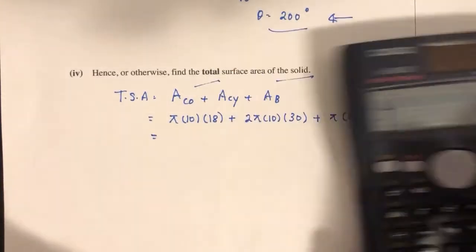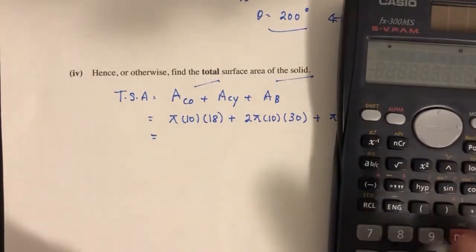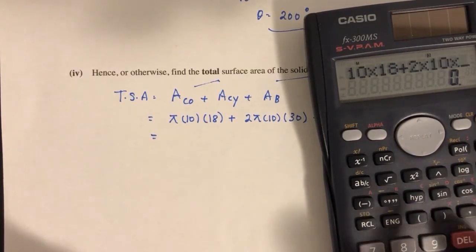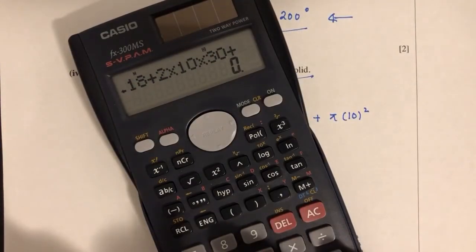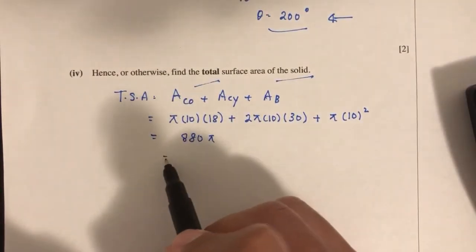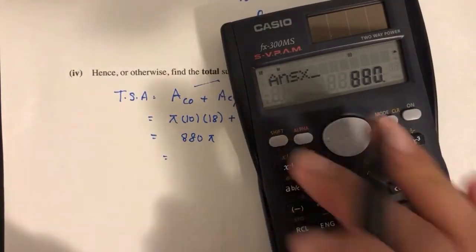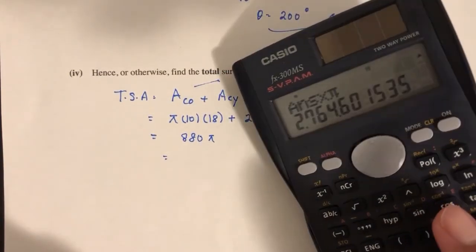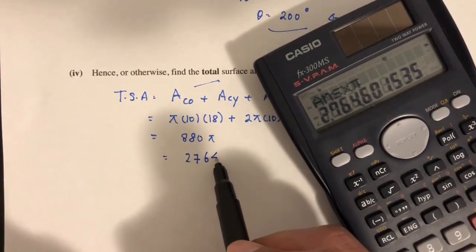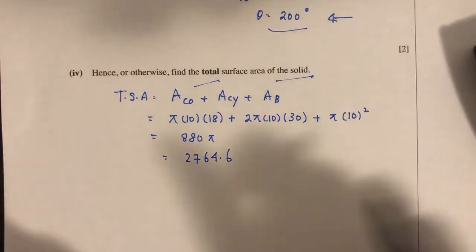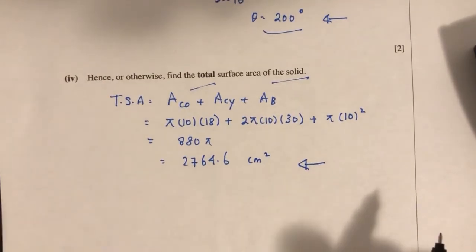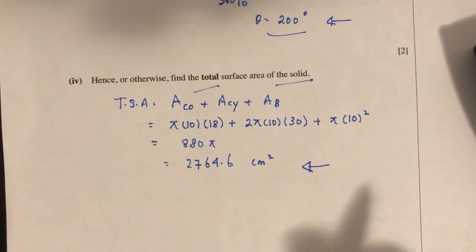Okay, so let's do that. So we have pi times 10 times 18 plus 2 times 10 times 30 plus 100. That will be 880 pi. So let's simplify. Times pi, that will give me 2764.6. So this will be the total surface area of this shape. Okay, so that will be question number 11.